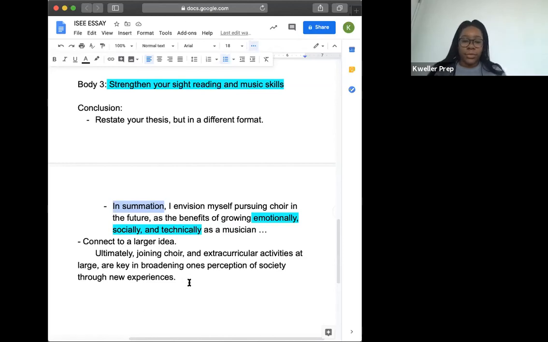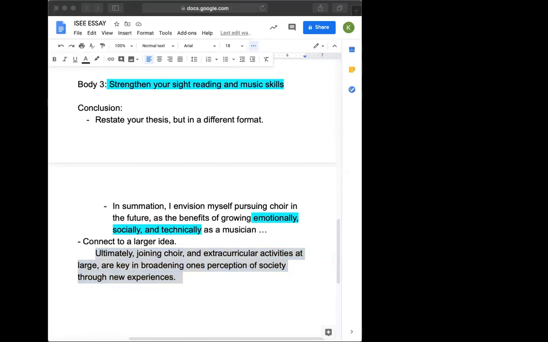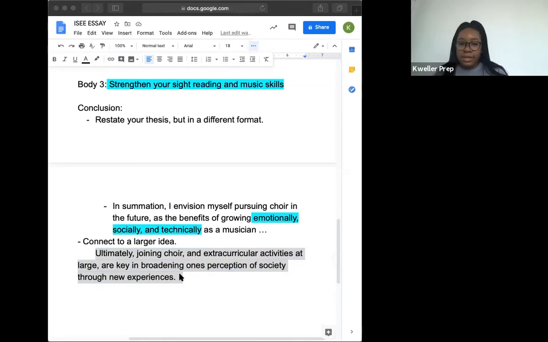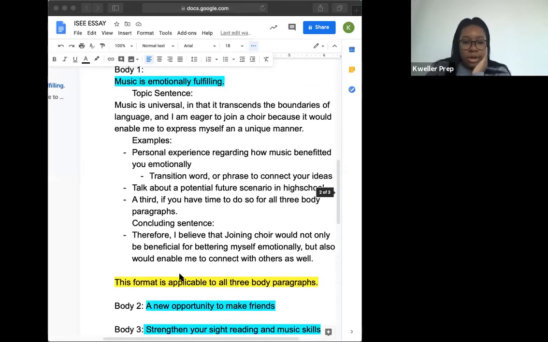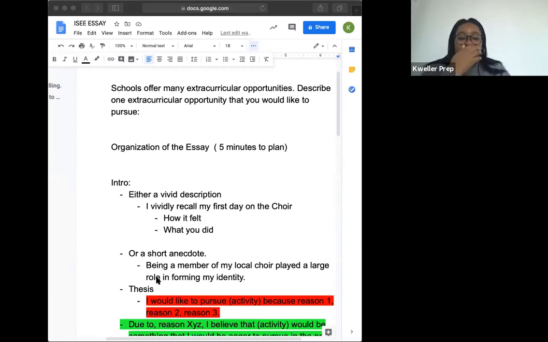Okay, but back to your conclusion. After you restate your thesis, but in a different format, you need to connect to a larger idea. And so this sentence, I feel, talks about the main idea. So you can say ultimately joining choir, which is the main focus of this essay, and then you broaden it by saying, and extracurricular activities at large have this benefit of broadening one's perception of society through new experiences. So I think that's a great way to close off your ideas in this essay. I think this is the basic structure of how I would organize myself when writing this essay.